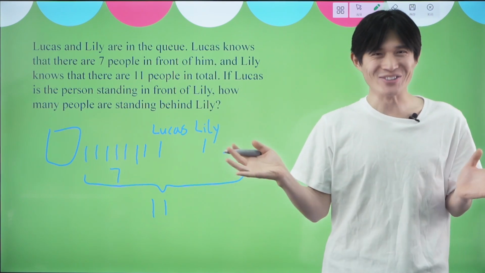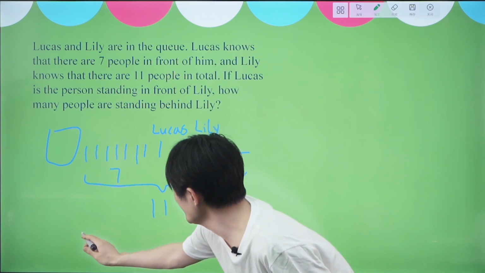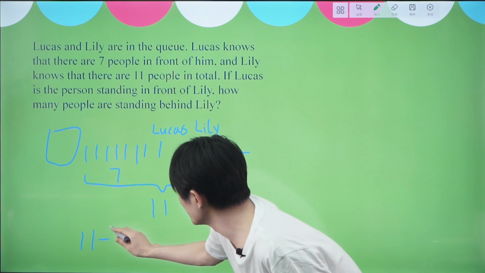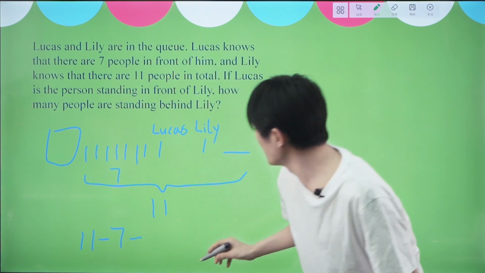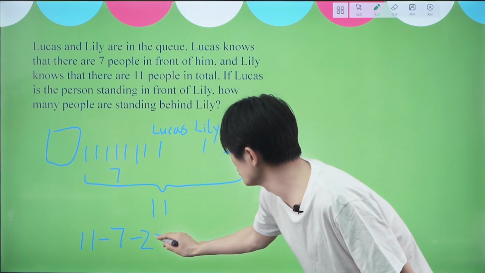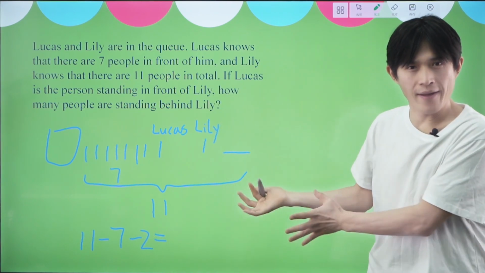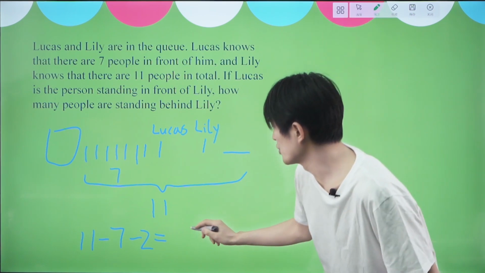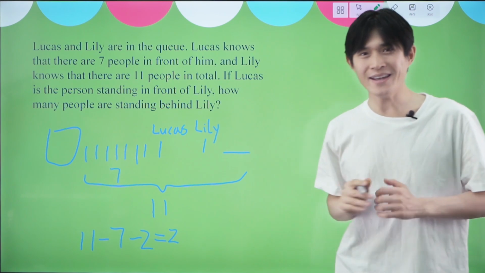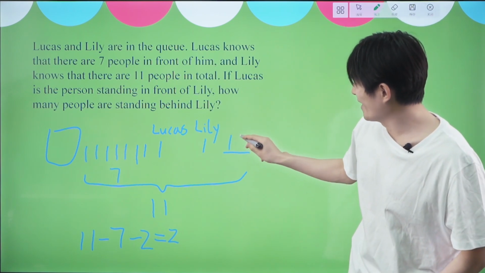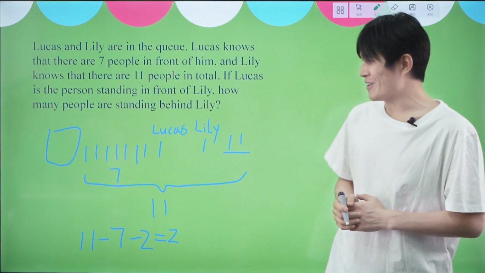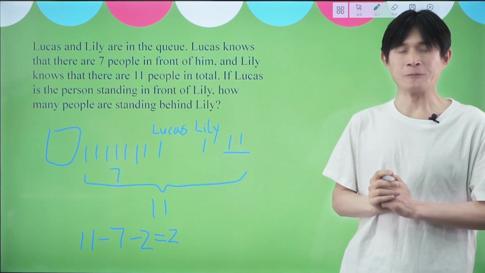So how do you do this? We can simply use 11 minus 7 minus Lucas and Lily. So minus 2 equals 11 minus 9 is 2. So how many people are standing behind Lily? 1 and 2. 2 people. Well done, if you have the same value.